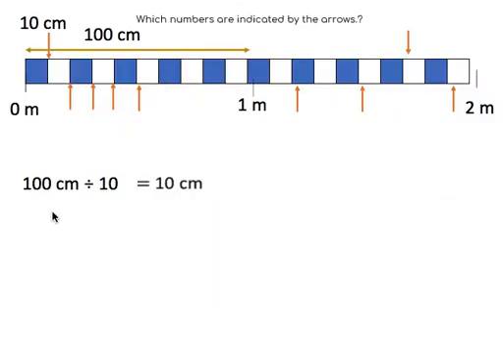Look at the next one. You need to pause the video and have a look at this. It says, which numbers are indicated by the arrows? Which numbers are indicated by these arrows? Now pause the video and have a look. Right, so which numbers are indicated by the arrows?